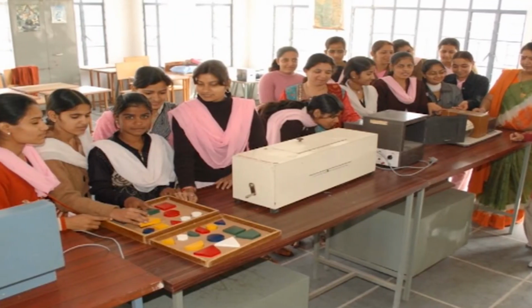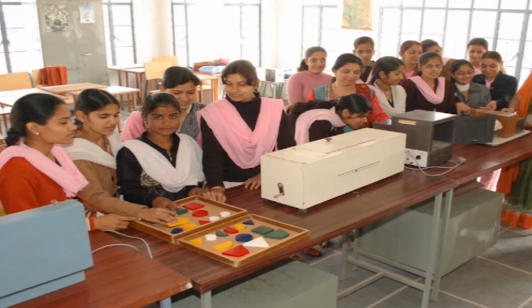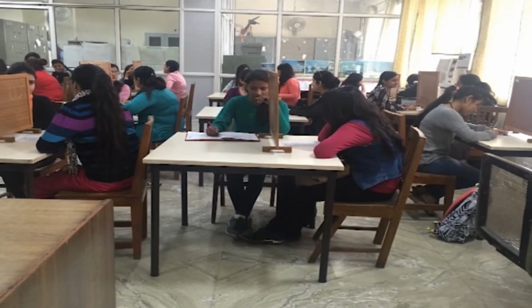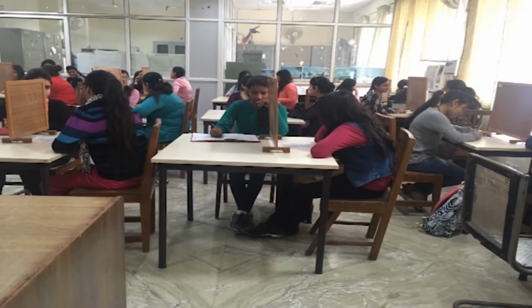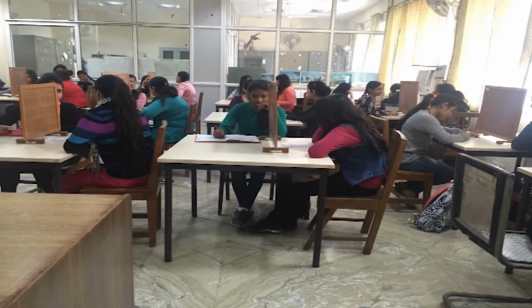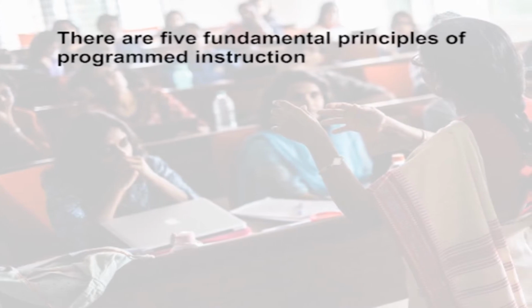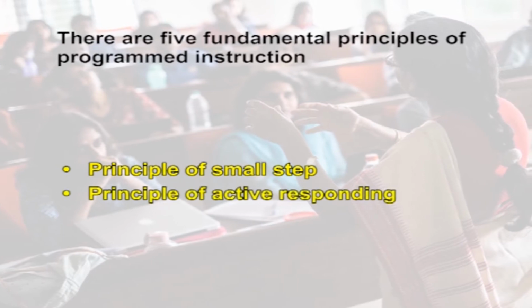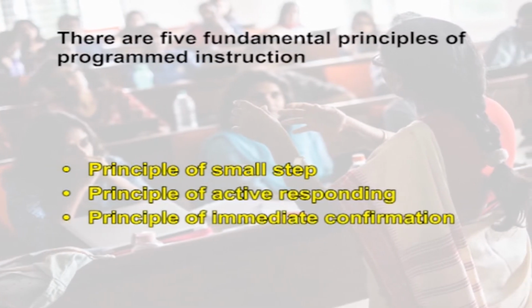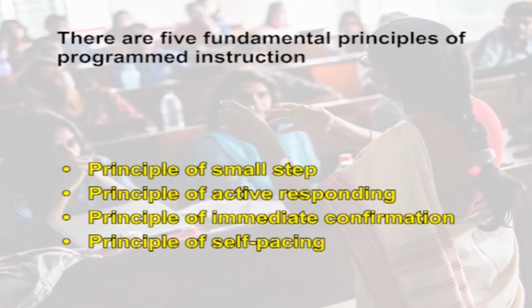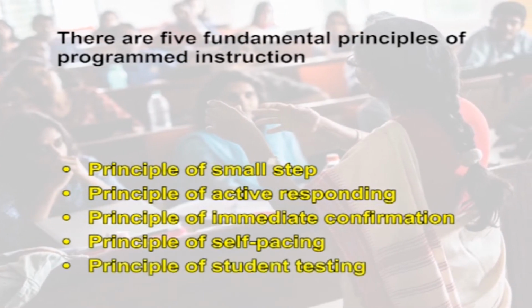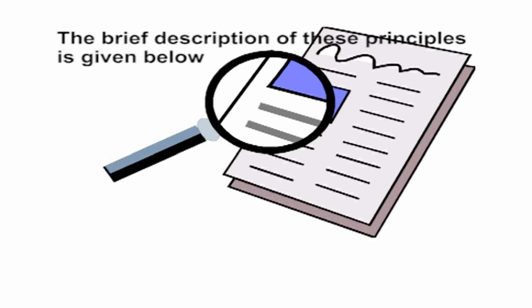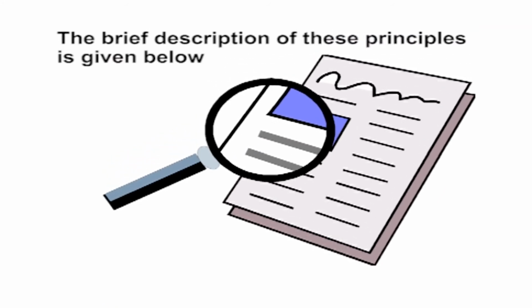A good programmed instruction is based on the principles of learning. The principles on which programmed instruction is based are discovered in psychological laboratories. There are five fundamental principles of programmed instruction: principle of small step, principle of active responding, principle of immediate confirmation, principle of self-pacing, and principle of student testing. These principles are functional in nature and explain the procedure of the programmed instruction strategy. A brief description of these principles is given below.